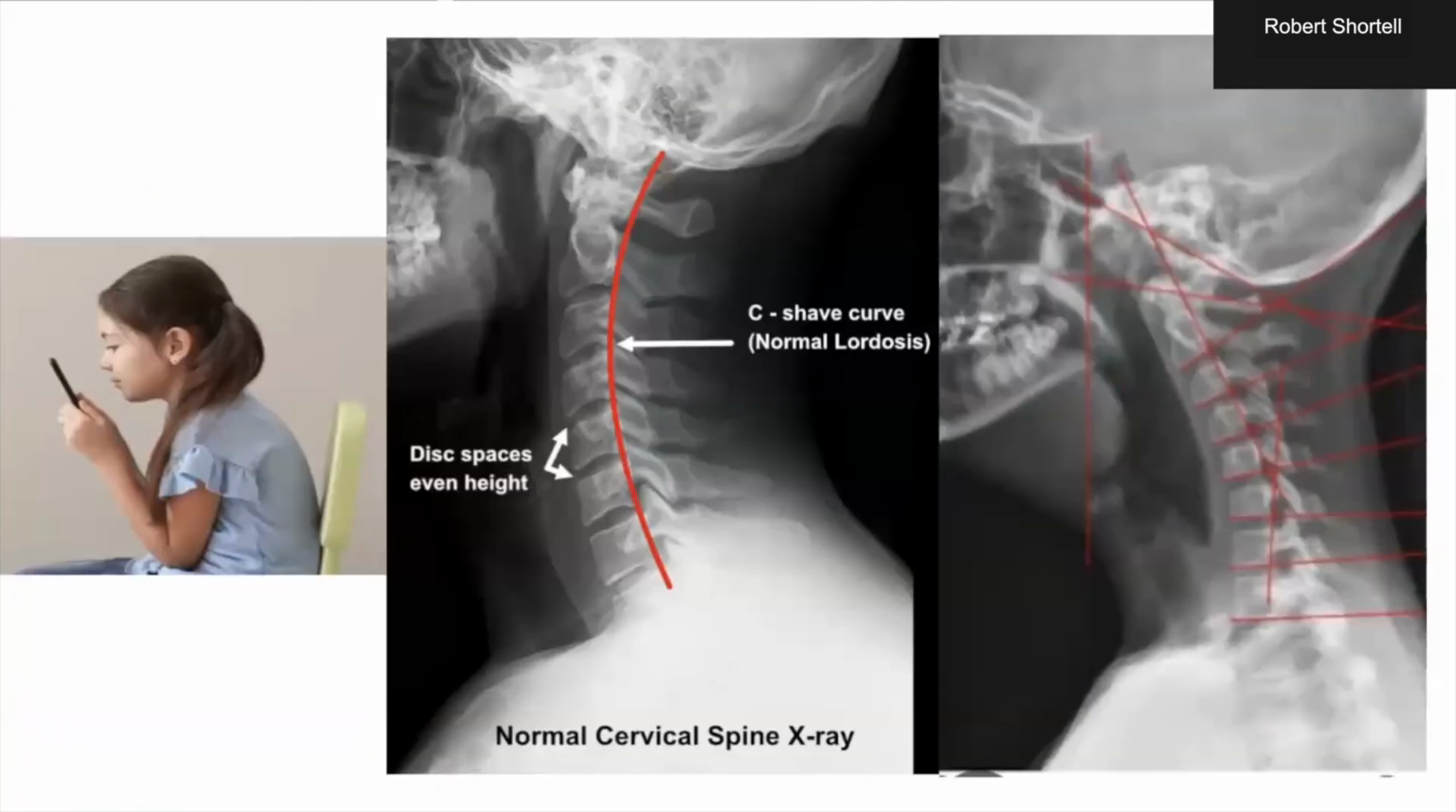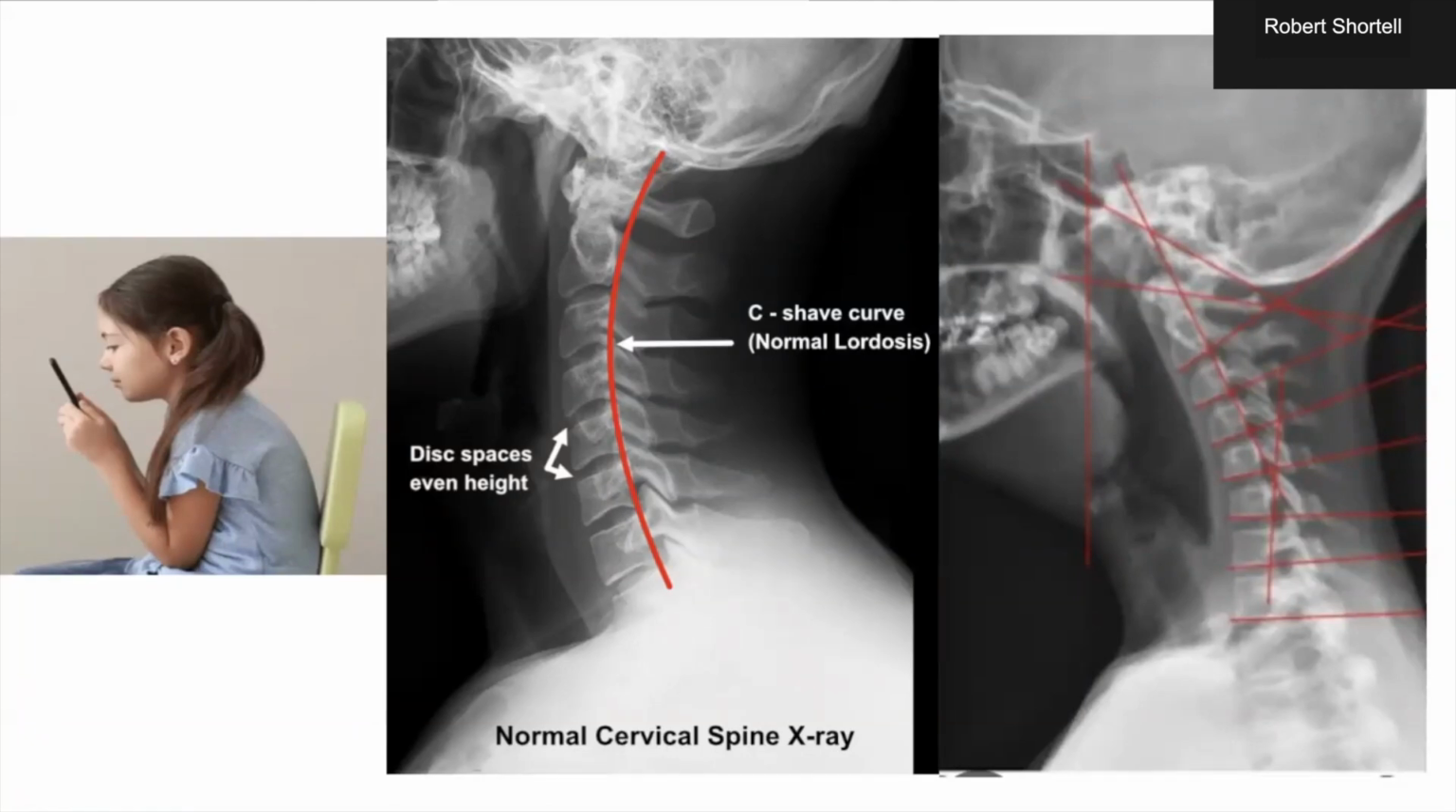The first thing here is when we talk about the cell phone. In the center picture is a normal x-ray of the neck from the side. On the left side, you can see the jaw. On the right side, you can see the back of the neck. On the top, you can see the bottom of the skull, and on the bottom, you can see the shoulders.